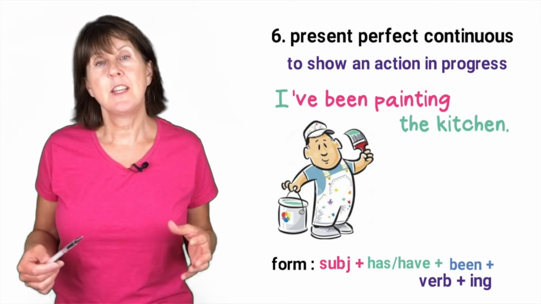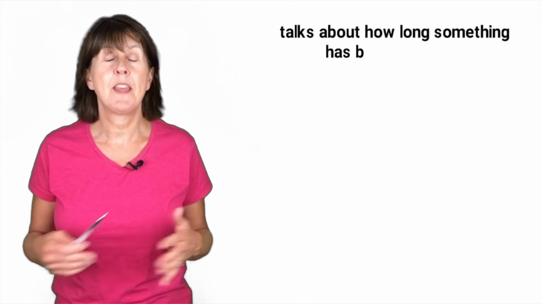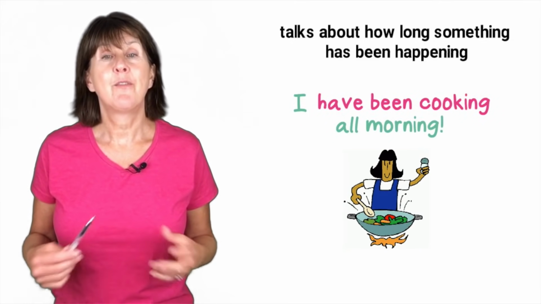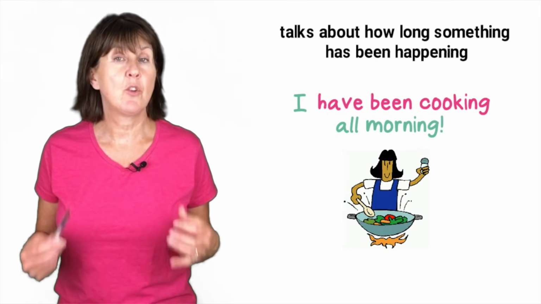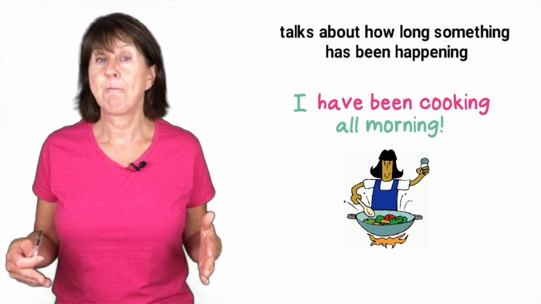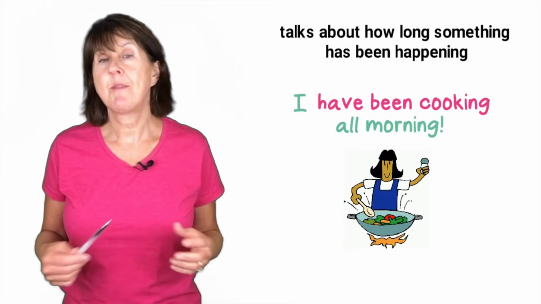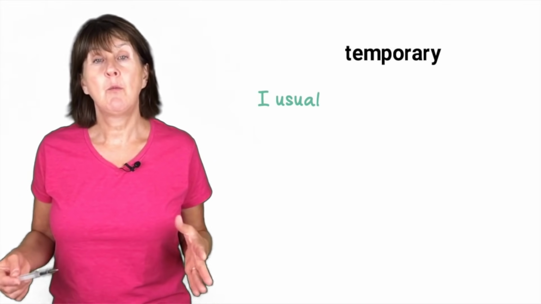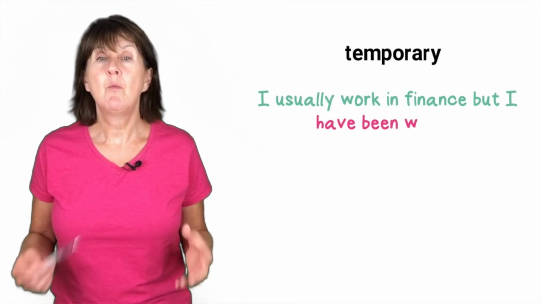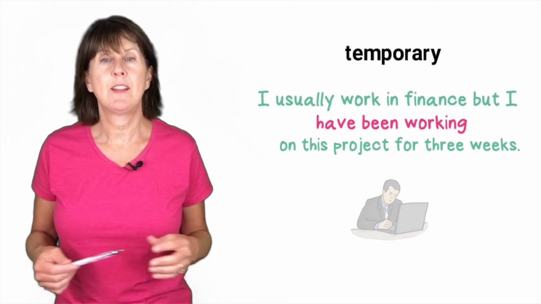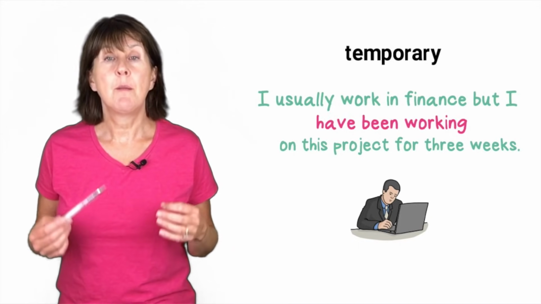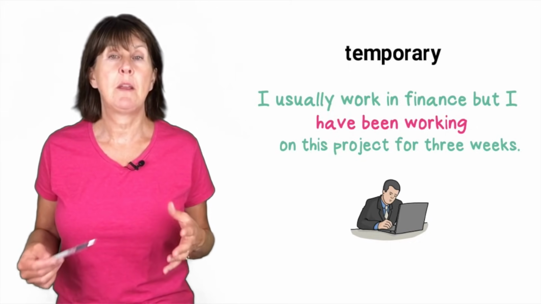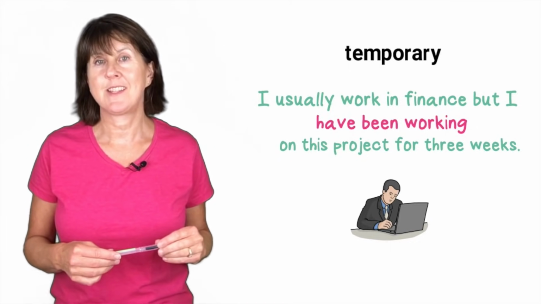The present perfect continuous also talks about how long something has been happening. So here, I've been cooking all morning. The focus is on the unfinished activity of cooking that has taken all morning. It's also used to show something is temporary. So you could say, I usually work in finance, but I've been working on this project for 3 weeks. So here we're implying that it's a temporary situation, that your project is only for 3 weeks and then you'll probably go back to finance.